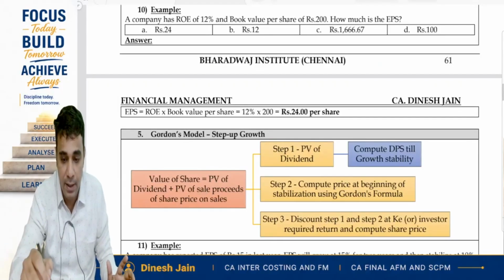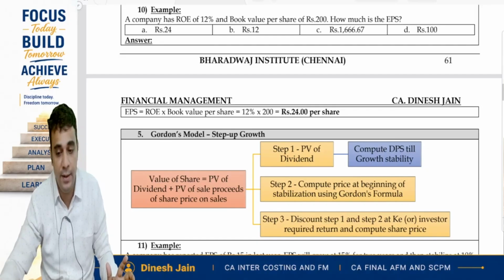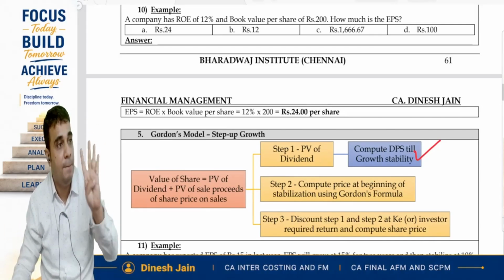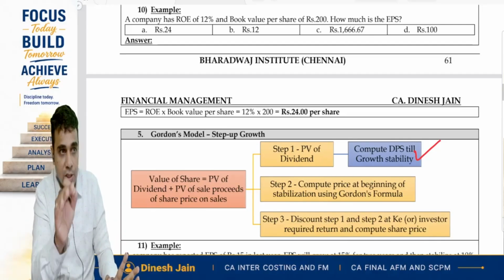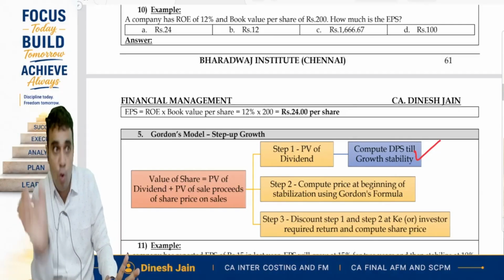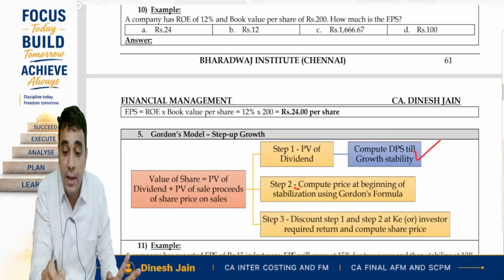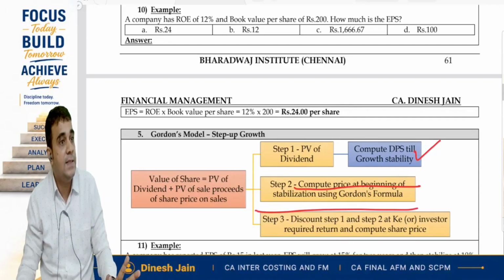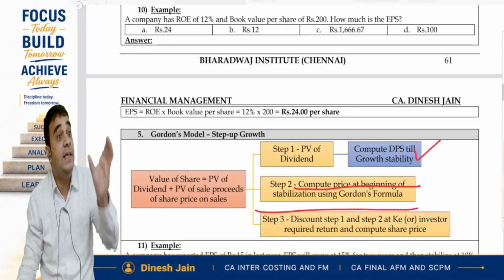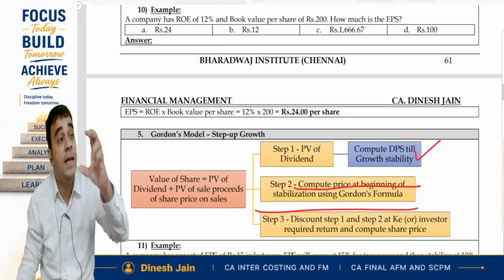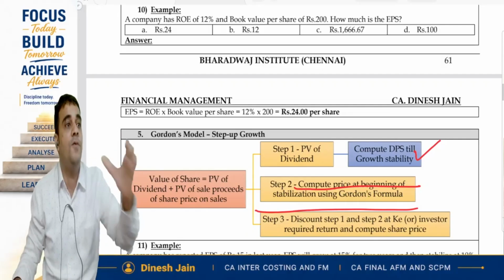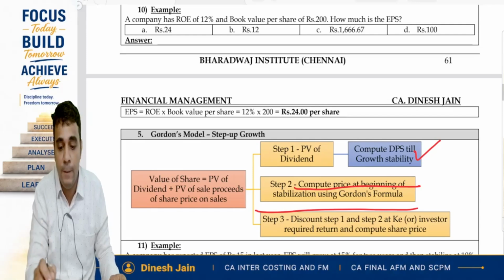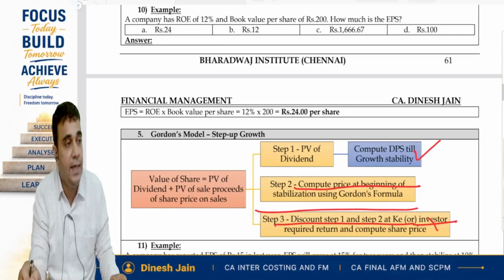And these are the steps. Compute present value of dividend. Compute dividend till growth stability. Growth stability is 4 years. Present value means year, cash flow, PVF, DCF. The total of DCF. Compute price at the beginning of the stabilization phase. What is beginning? Year 5 is the stability. Beginning of year 5 is called end of year 4. Discount all of this at Ke and get the share price.